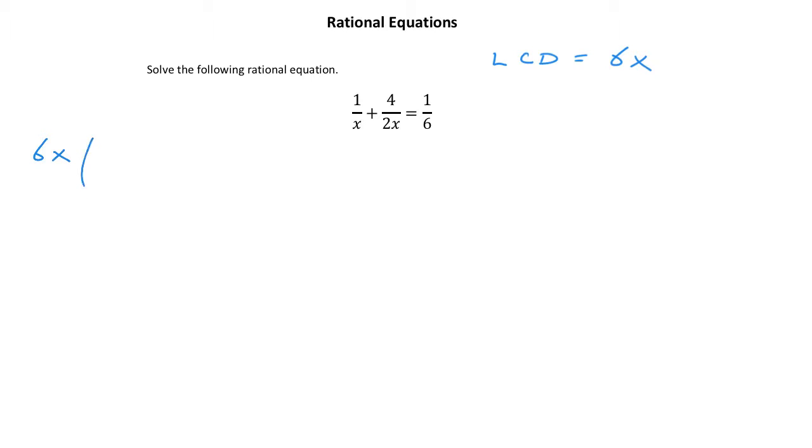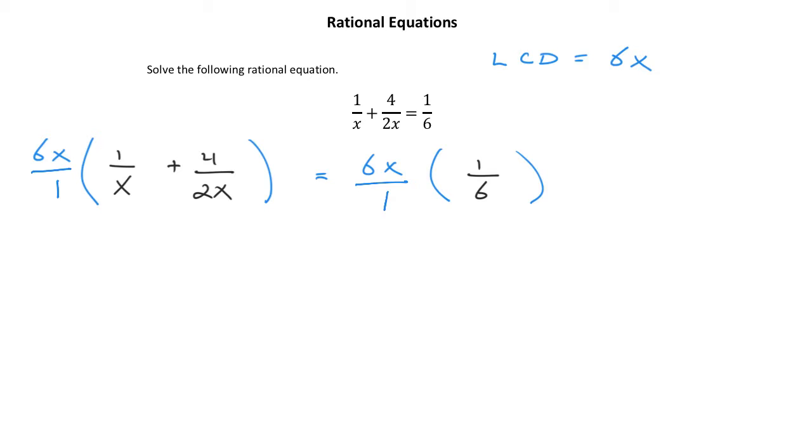I have 6x times the left side is equal to 6x times the right side. The left was 1 over x plus 4 over 2x, and the right side is 1 over 6. If you like, you can write this as 6x over 1. Okay, I'm going to distribute this 6x to both terms on the left side, and on the right side, it only gets multiplied to the term right next to it. So I'll just copy this whole thing down again.